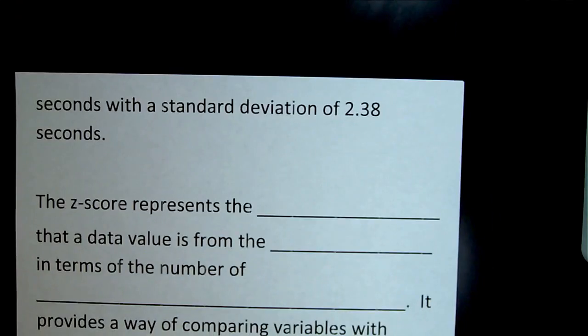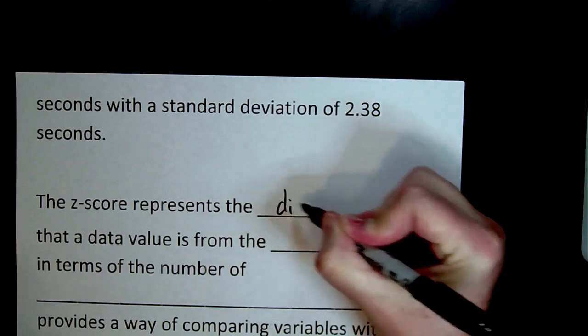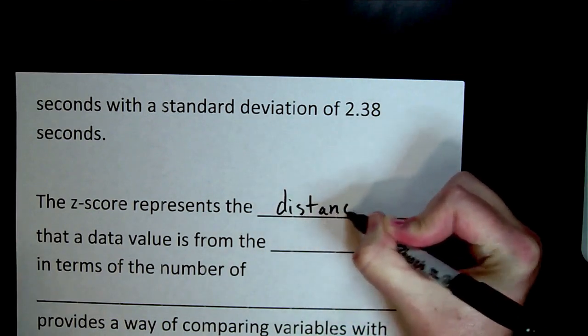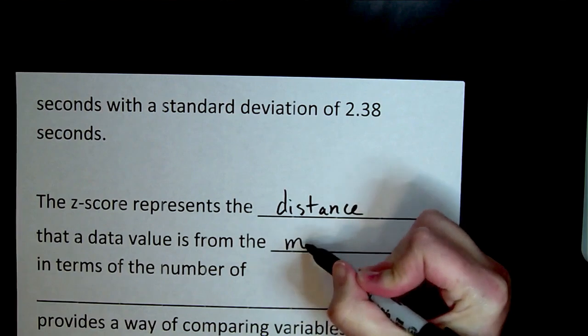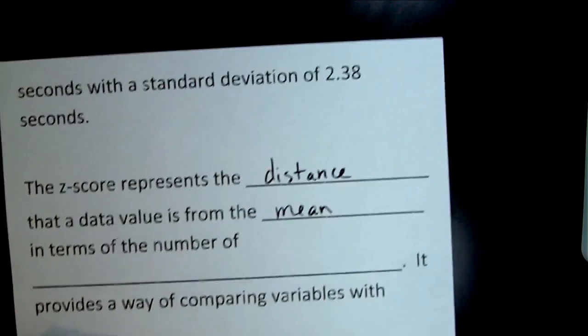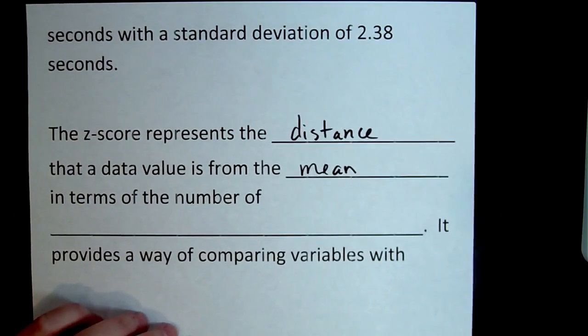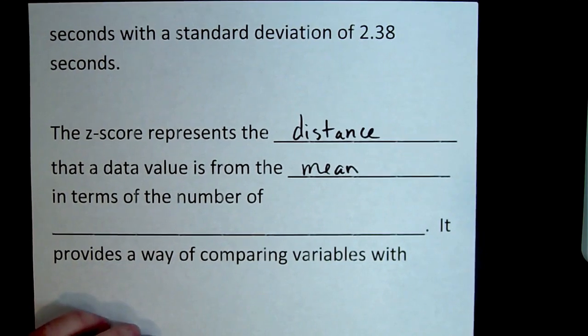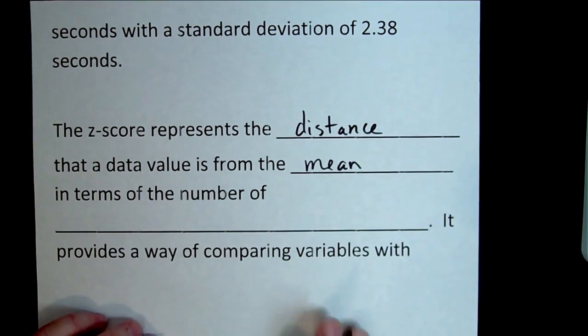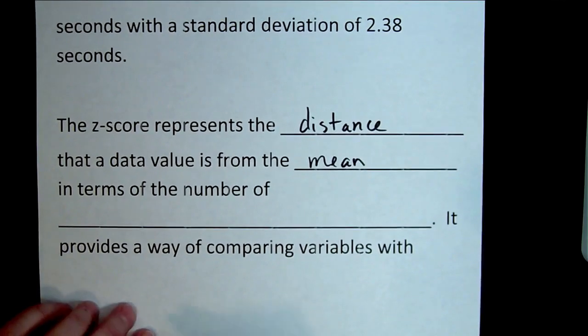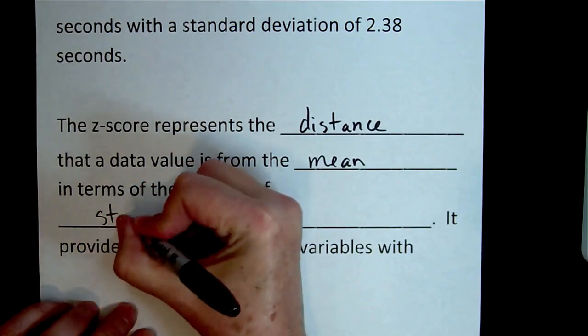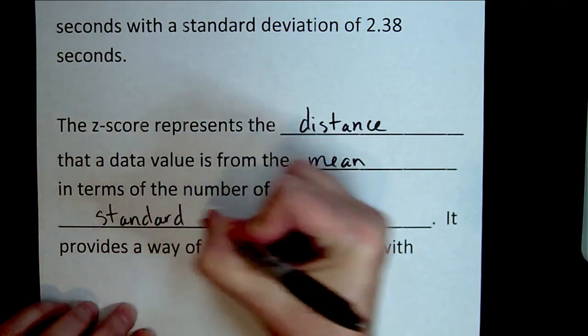We're going to use something called a z-score. The z-score represents the distance that a data value is from the mean. So how far above or below average is this data value. We're going to use that in a minute to determine how far above or below average his best times are in those two races. It represents the distance the data value is from the mean in terms of the number of standard deviations.